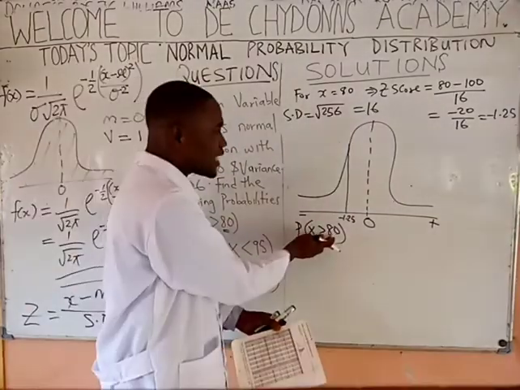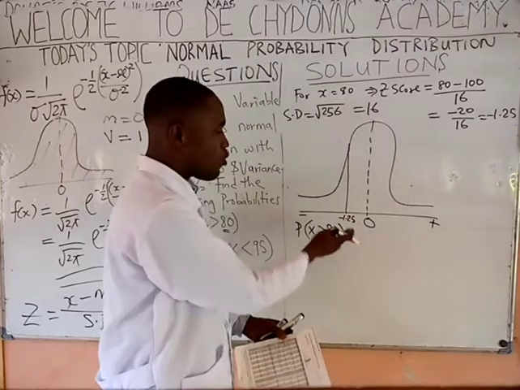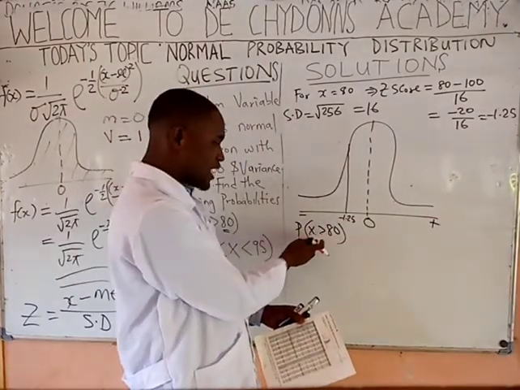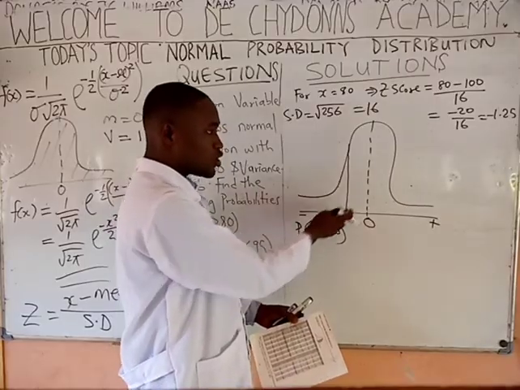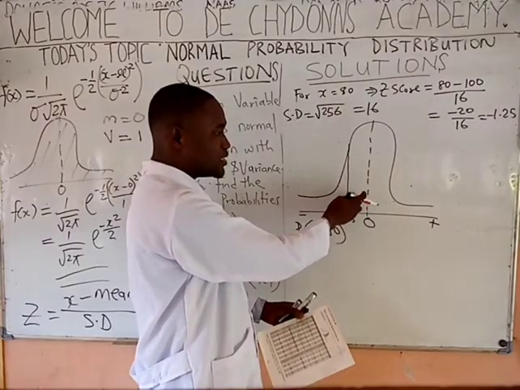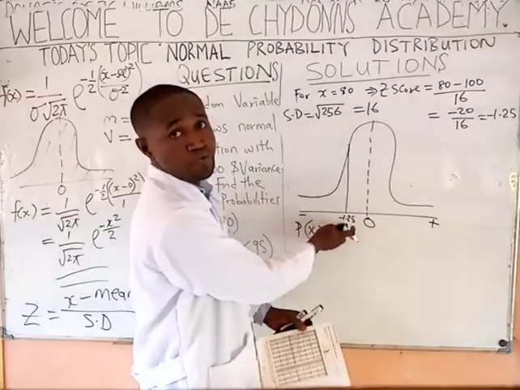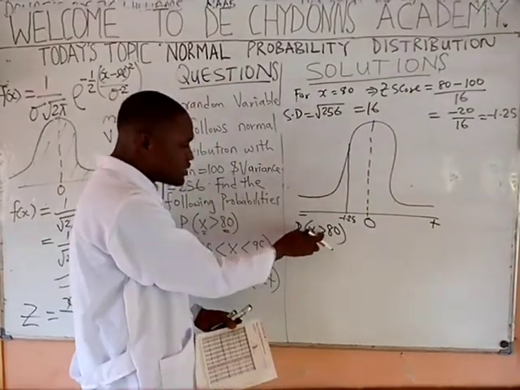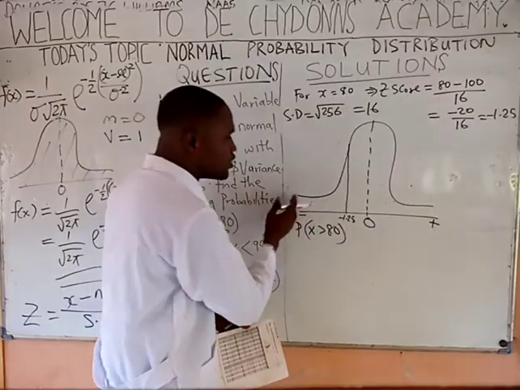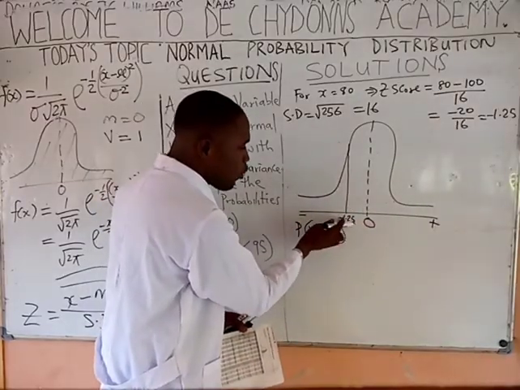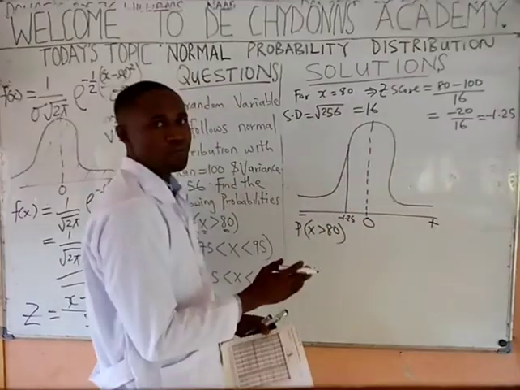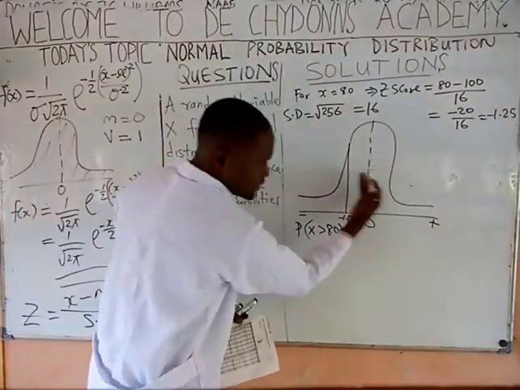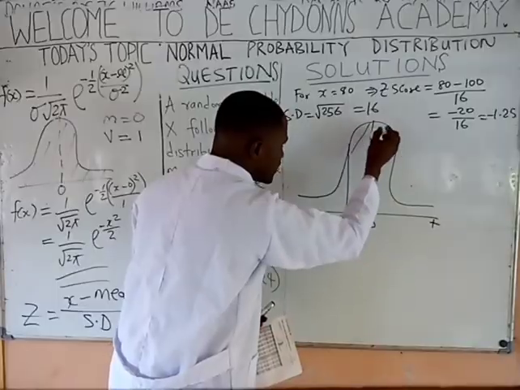We have converted the 80 to what? Z-score, and we locate it as 1.25. It means that this 80 you are seeing as x is, in z-score, minus 1.25. And because it's minus 1.25, P(X greater than 80) means look for the region that is greater than 1.25 in this normal curve. Is it here, greater than 1.25, or here? It is here. And also, we click here.